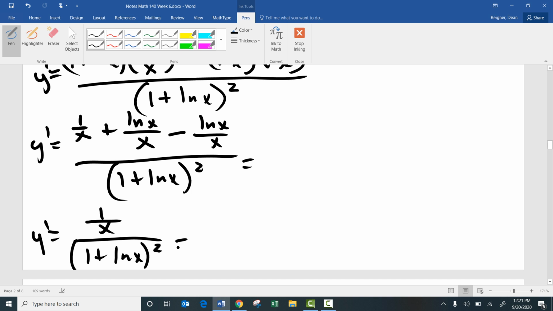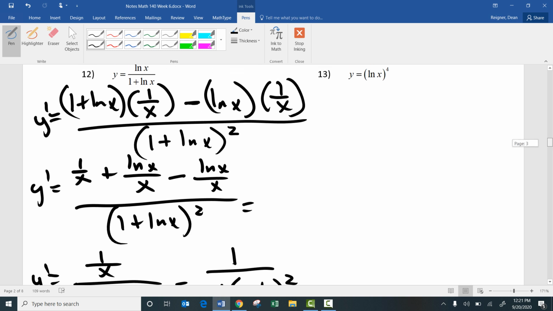What we're going to do is multiply top and bottom by x. So when you multiply top and bottom by x, that gets rid of the complex fraction, like that. So that's what you should do. You should multiply top and bottom by x to get rid of the complex fraction. Okay? All right, next one.